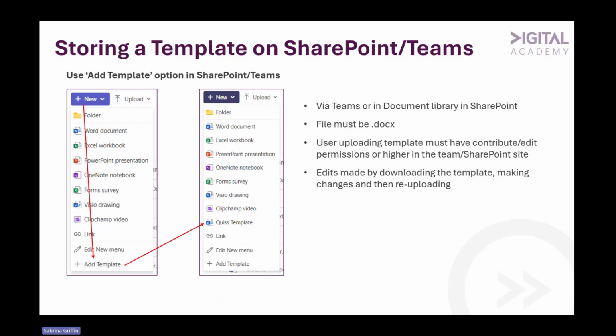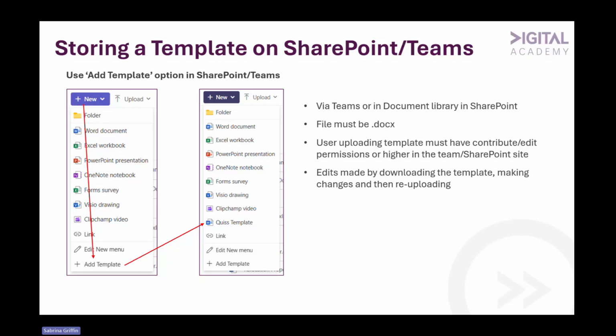Storing a template on SharePoint or Teams. If you either have a SharePoint site that you're using, or you're using a document library within Teams, which in the background is SharePoint, there is the ability to go in and add templates. For this one, the file must actually be a docx, so it's not a Word template, it's just a normal Word document. That would be your file type. You would go into your document library, whether that's in Teams or within your SharePoint site, and on the New button at the top, where you would normally create a new folder, for example, you would choose the option to add a template.